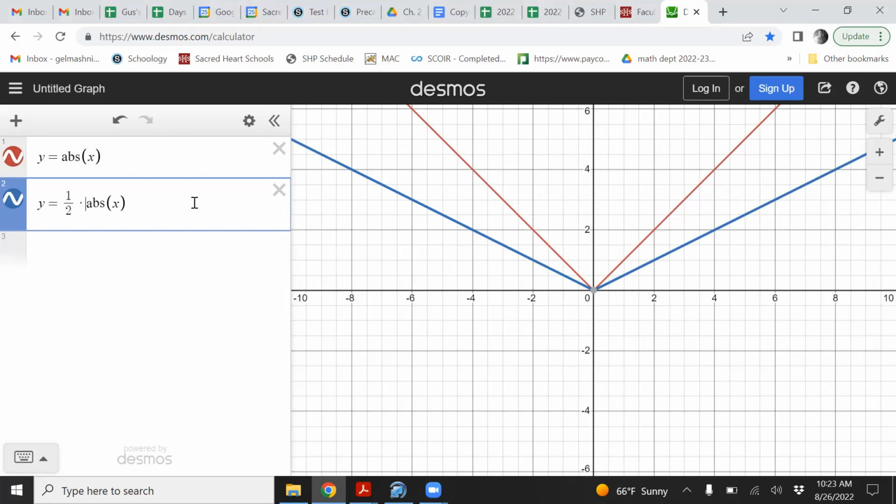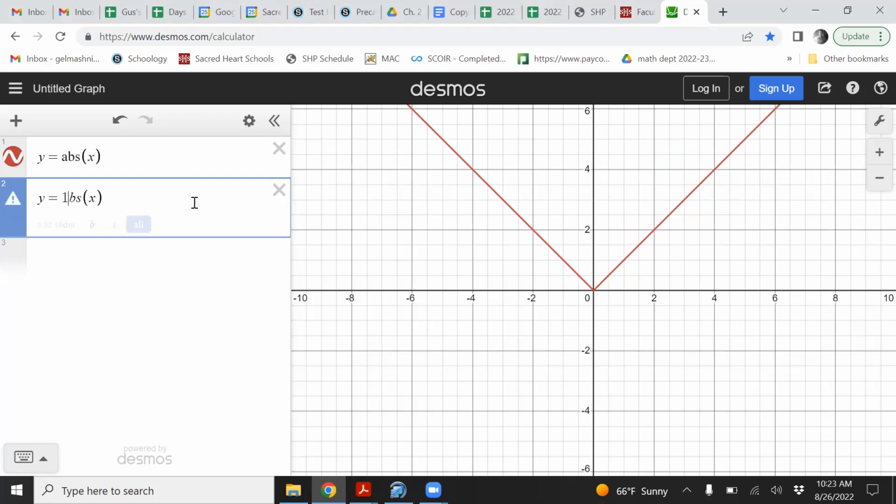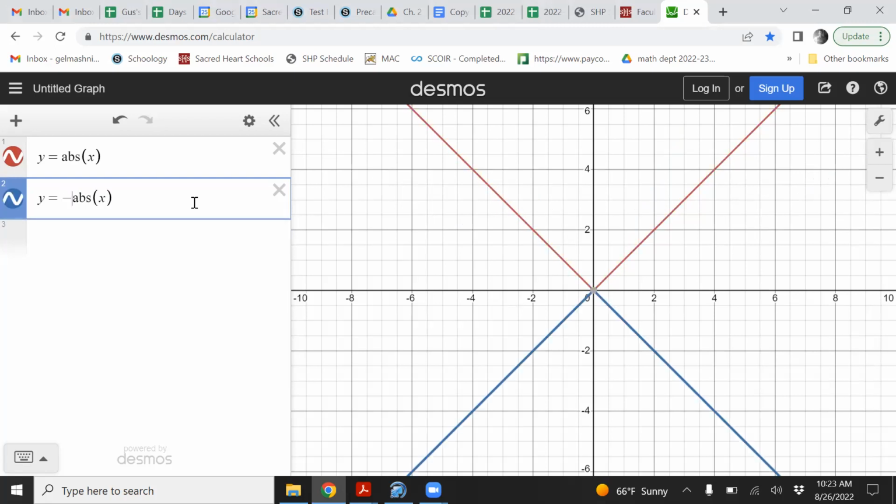What if I put a negative out in front? It's going to go down. It flips over. If I put a negative out in front, it flips over because now the y values are negative, right? They were positive originally, now they become negative. So those are called transformational changes, right? And that's what we're applying here.